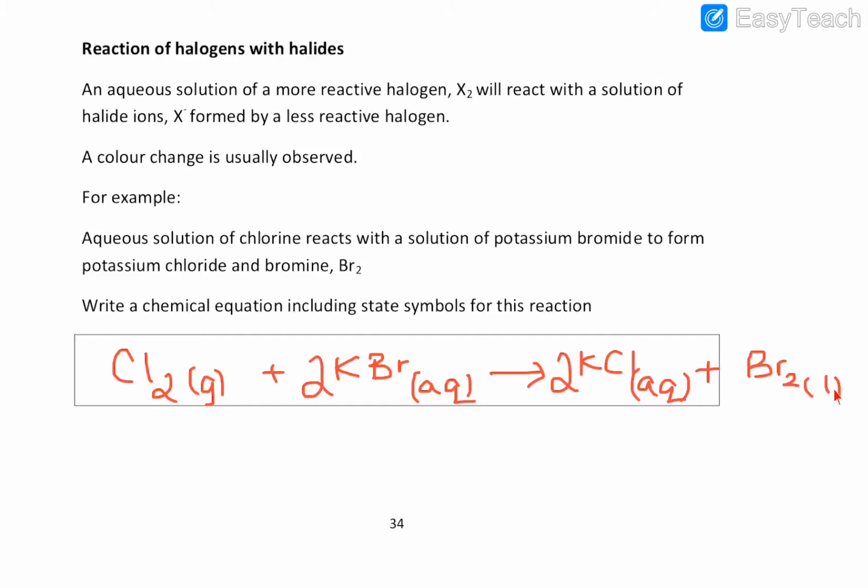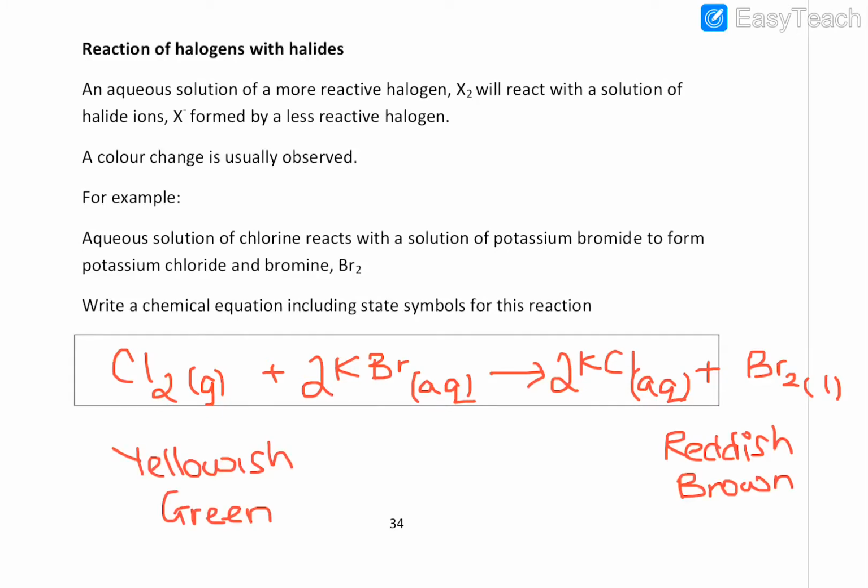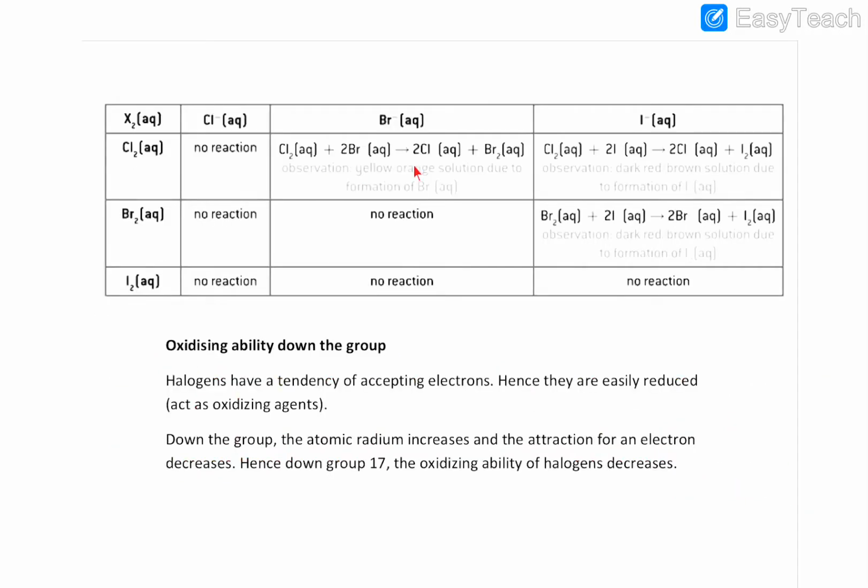Now you will have a color change because this is a pale yellow color or pale yellowish green color, and this one is reddish brown, so you will have a color change depending on the halogens involved. So this is the color change that you will see. So you'll see reddish brown color, and you have a summary of all the color changes and all the reactions that will occur between the halides.